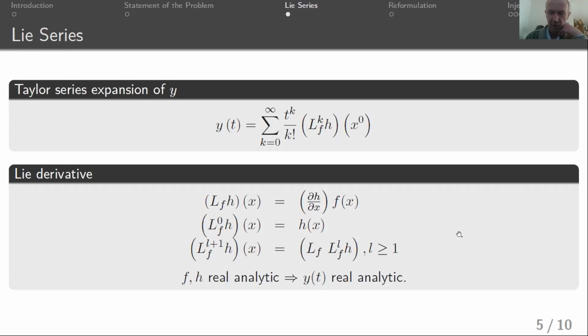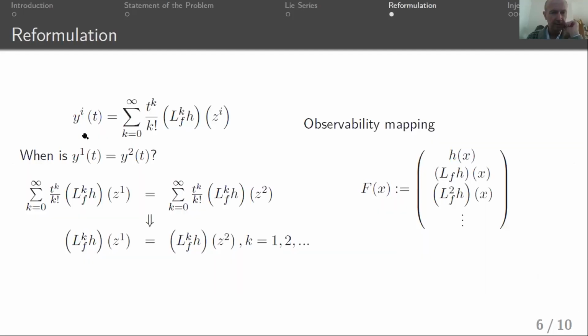We simply state, okay, y_i is this Lie series where we have introduced the initial condition z_i, and now we check not y1 not equal y2, but we check the bad case. We check this condition which states that the outputs are equal, and that means the corresponding initial conditions cannot be distinguished. And this leads at the end to a checkable condition.